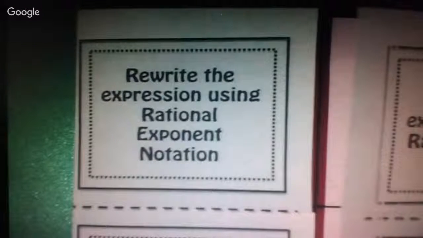Starting this unit with radicals. You need to be able to take a radical and change it into an exponent, and take an exponent and change it to a radical. So, the first thing I'm going to show you how to do is rewrite the expression using rational exponent notation. Who can tell me what rational means?